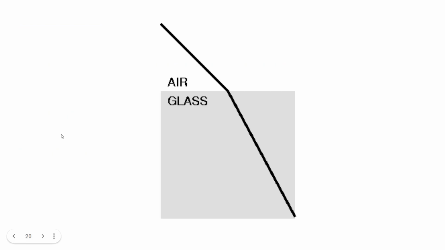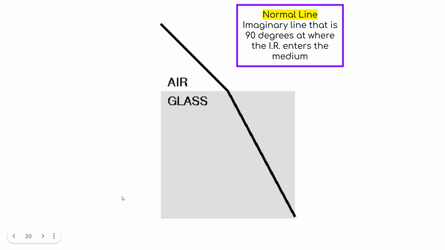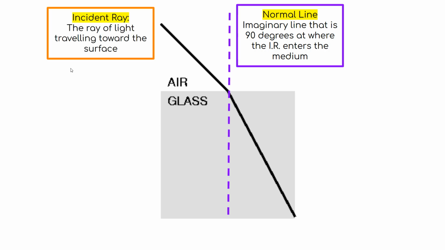Let's go through our final example to wrap this up. At the top we have our medium of air, and at the bottom we have our medium of glass. We're going to draw that normal line, which is that imaginary line at 90 degrees, or perpendicular, to our surface. Notice that it goes through both mediums, the air and the glass. We're now going to label and draw our incident ray, which is our starting ray, traveling towards the surface. It starts in the air and then travels through the glass.